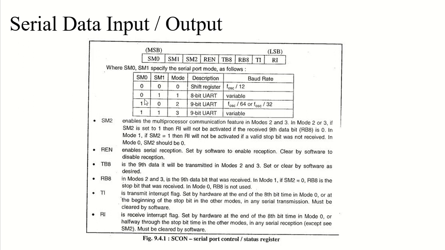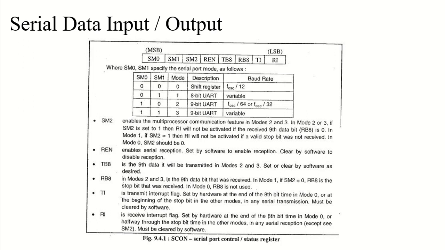Then we have TI and RI. TI is the transmit interrupt flag, which is set by hardware at the end of the 8th bit transmit in mode 0, or at the beginning of the stop bit in the other modes. In any serial transmission, it must be cleared by the software. Similarly, RI is the receive interrupt flag, which is set by hardware at the end of the 8th bit time in mode 0, or halfway through the stop bit time in the other modes. And in any serial reception, it must be cleared by the software, right? Except of course, SM2. Okay.